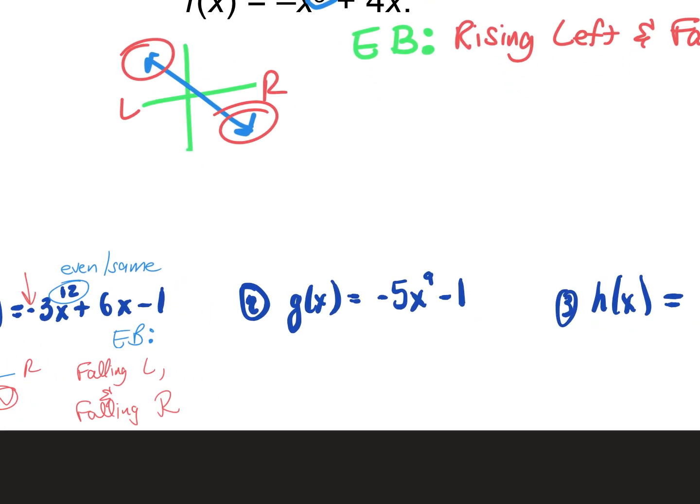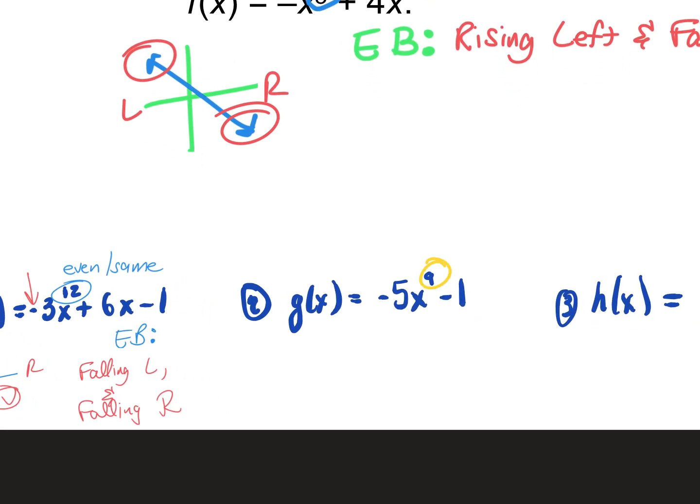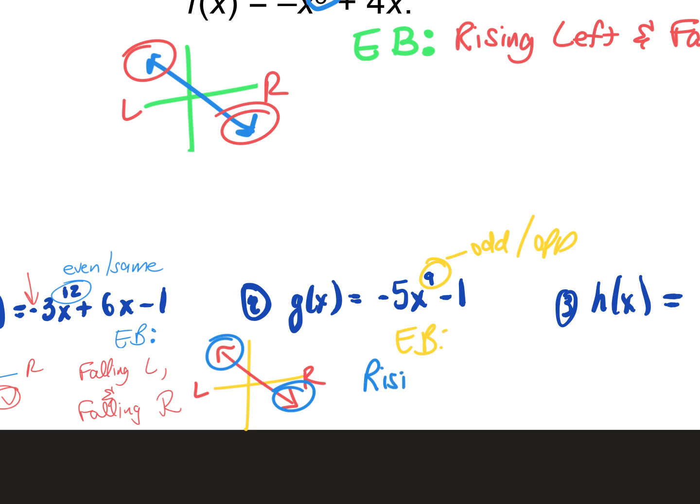All right, highest exponent: 9. What kind of a number is 9? And I think opposite. So let's talk about a picture. Is this going to resemble a positive line or a negative line? Negative. It's going to be going downwards. So talk about the left-hand side, talk about the right-hand side. What are we doing on the left? Rising left and falling right. Perfect.